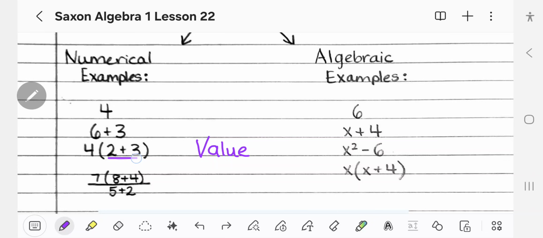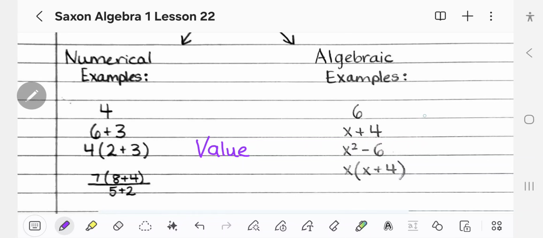We can add these two and get 5, then multiply it by 4 and see that that expression has a value of 20. And then this expression, we can add these two and get 12, multiply it by 7 and get 84, and then divide that by 7 and we'll go back to 12. So all of these have a value.